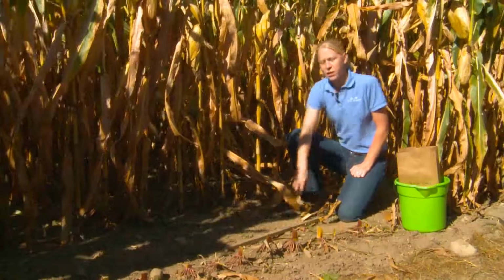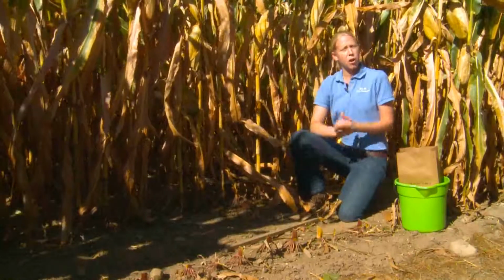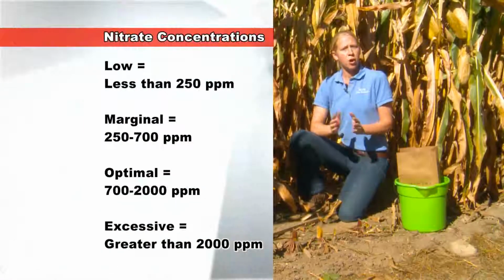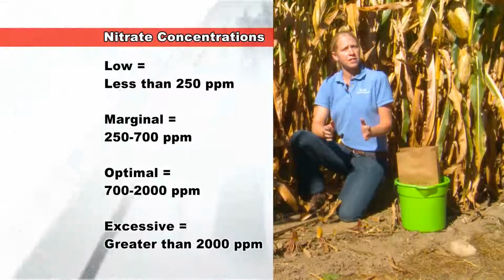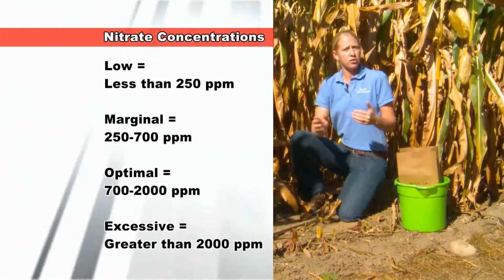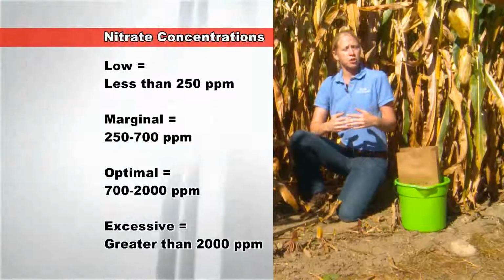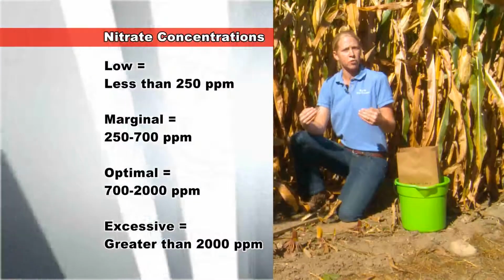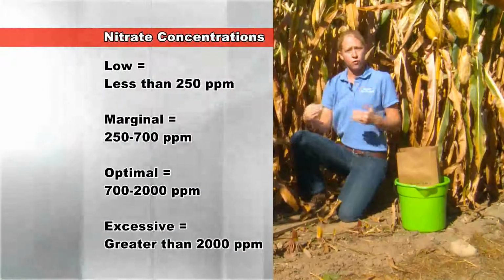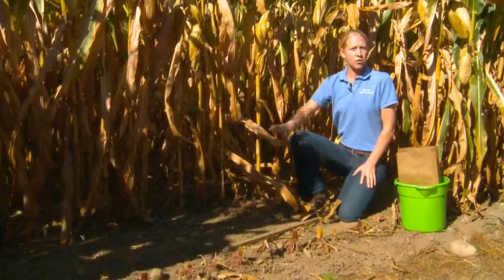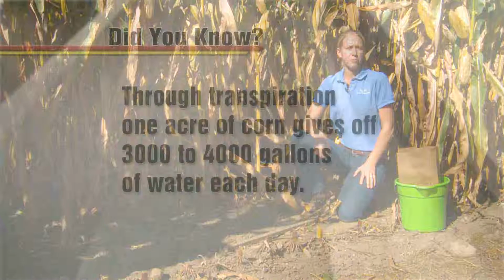We send that into the lab, and we'll get some results back in parts per million of nitrate in the stalk. So if we have 250 parts per million of nitrate in the stalk or less, that'd be considered low. If we're between 250 and 700, that'd be marginal. If we're between 700 and 2,000 parts per million, that would be optimum. And of course, if we have over 2,000 parts per million, then we'd be considered to be excessive. So that's what we're going to do to try to pull these stalk nitrate samples.